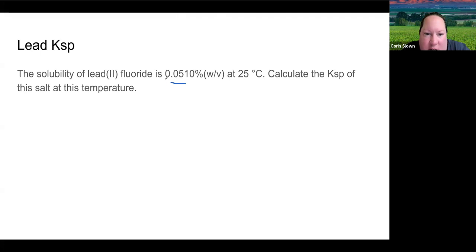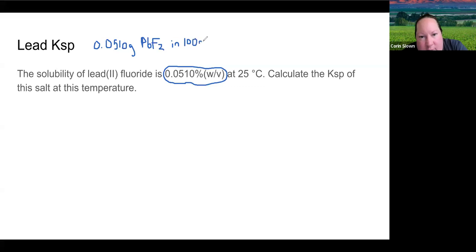So we're given this information. We're going to figure out what that means. So weight by volume means that I have 0.0510 grams of lead fluoride, so that's PbF2. And this percent, weight by volume, means that it's in 100 milliliters of solution. In this case, it's going to be water.